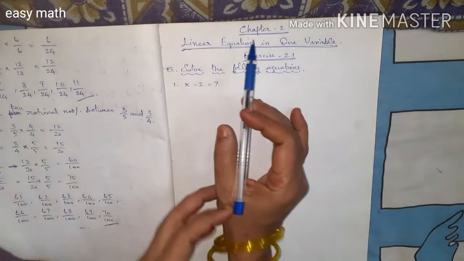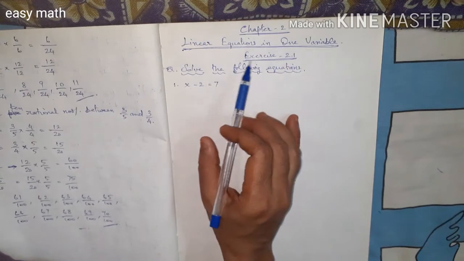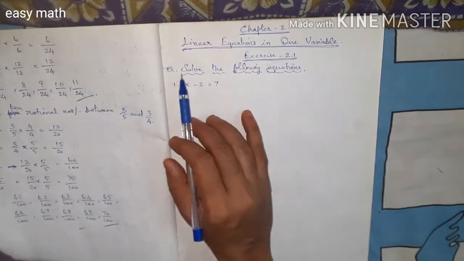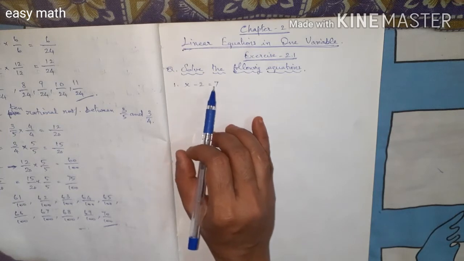Now chapter 2, linear equations in one variable. Exercise 2.1. Solve the following equations. First sum, x minus 2 equal to 7.